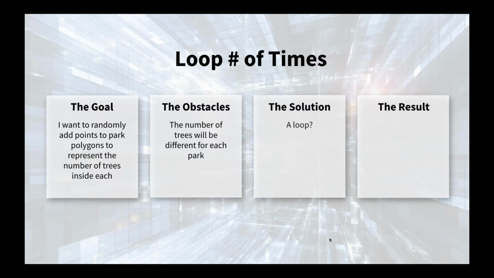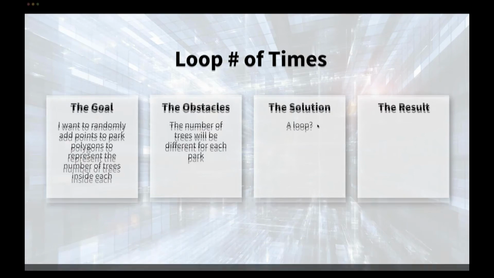Since I don't know exactly where every single tree is located, I'm going to take the number of trees and then randomly add points to represent where those trees could be inside each of those polygons. The obstacle for me is it's not exactly the same number of trees in every park, so it makes it a little more difficult to run this with a variable number per park. So we could potentially use a loop to make this happen. Let's take a look at a workspace that can do that.